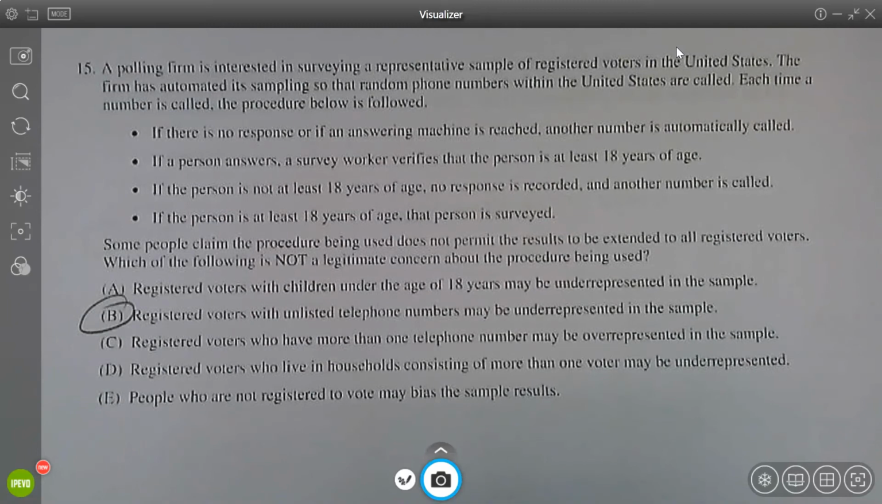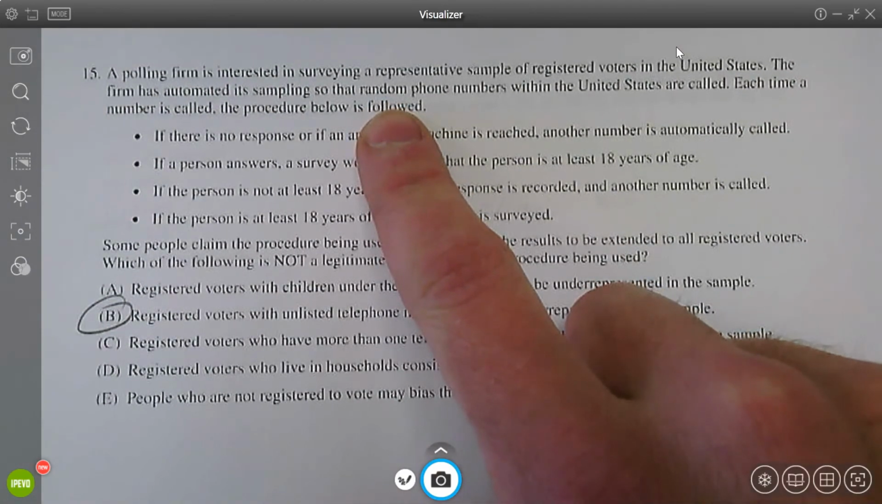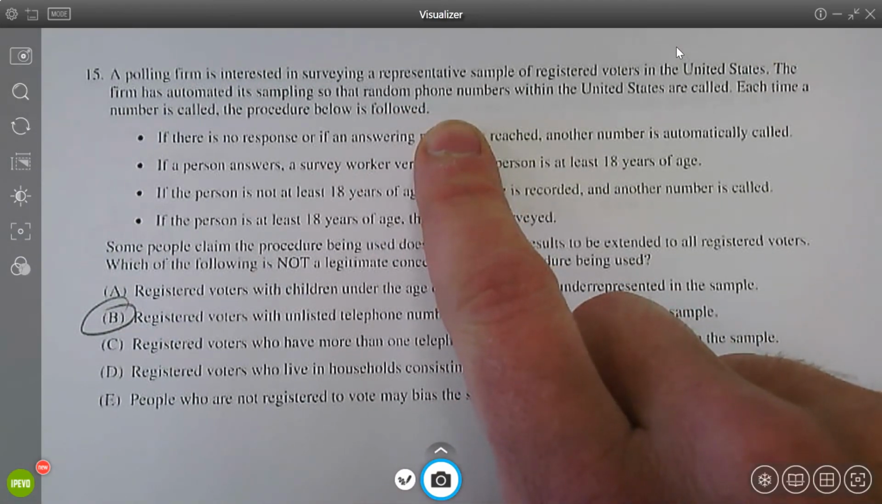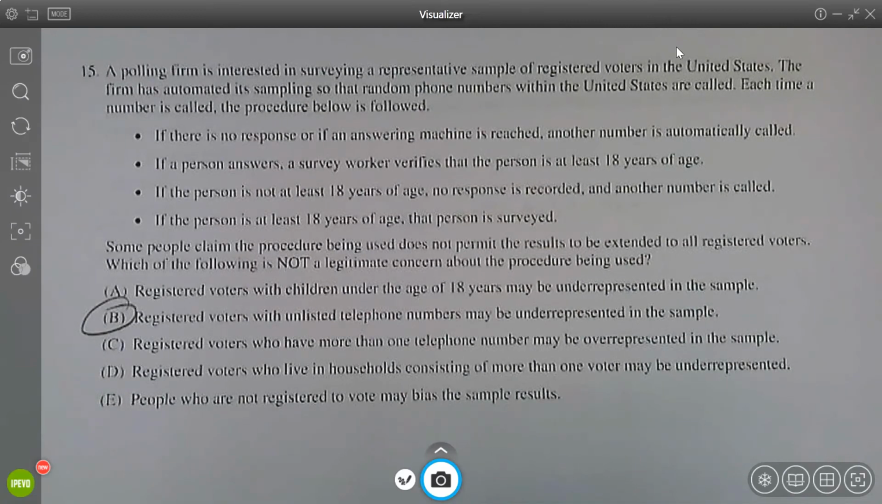Question 15, what is not a legitimate concern? People with unlisted numbers may be underrepresented. Well, that's not the case because they're not looking in a phone book. They're just calling random phone numbers. So it doesn't matter if your phone number is listed or not. You could get called.